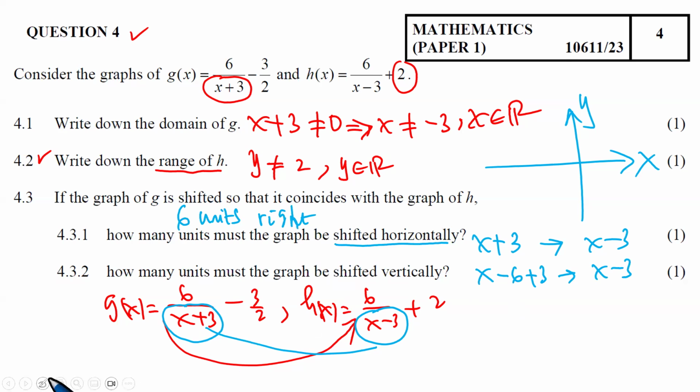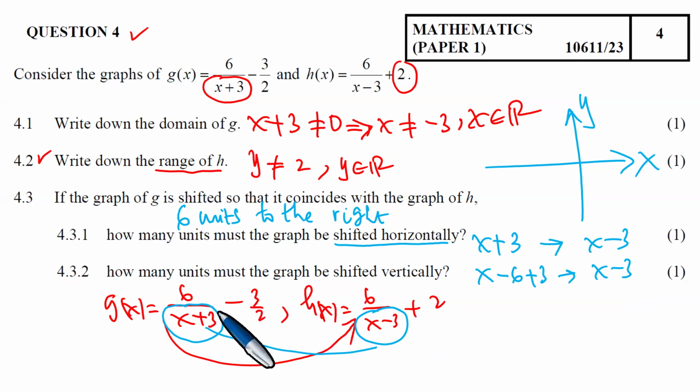Okay, so it is 6 units to the right. You can write it like that. So that now the x plus 3 is going to be like x minus 3. That's a horizontal shift that is going to change the x to make the x plus 3 like x minus 3. Then how many units must the graph be shifted vertically?